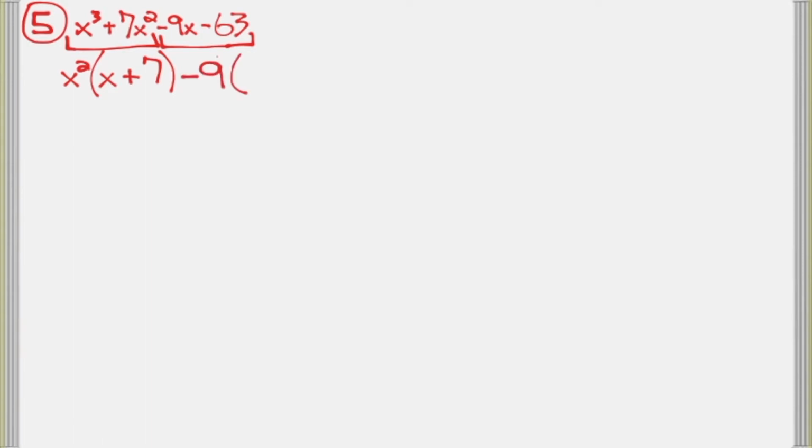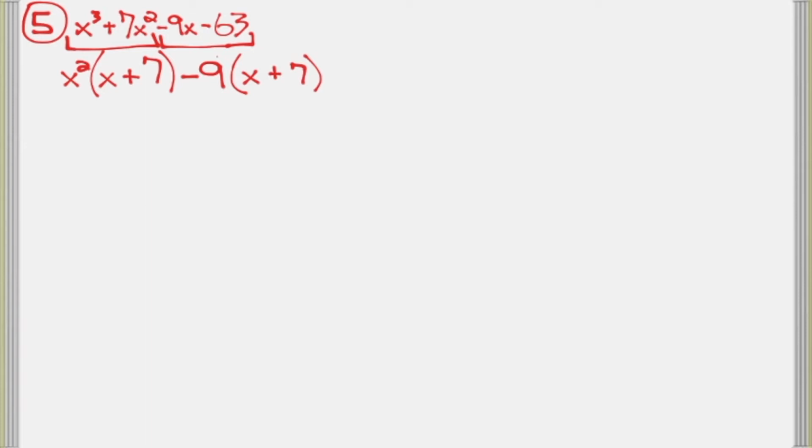Then in the second part, we can factor out a negative 9, because negative 9 will divide into both negative 9x and negative 63. When we take the negative 9 away from the negative 9x, we're left with just x. And when we divide negative 9 into negative 63, it leaves us with positive 7.